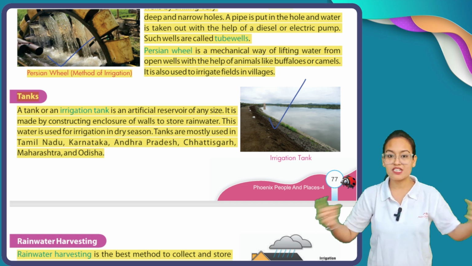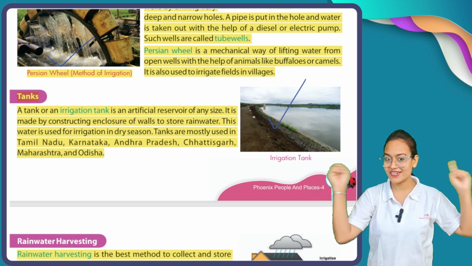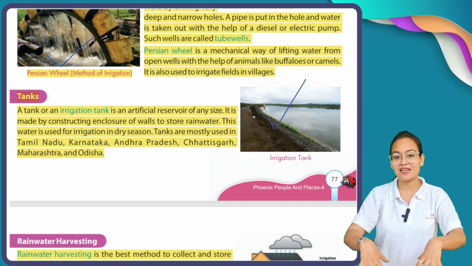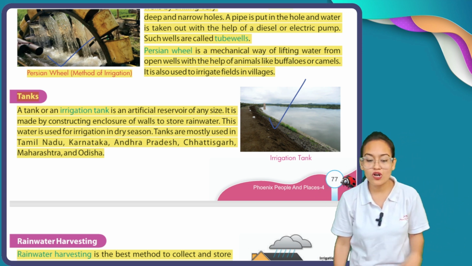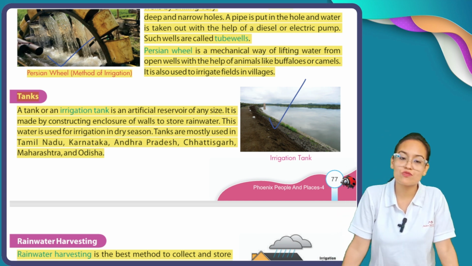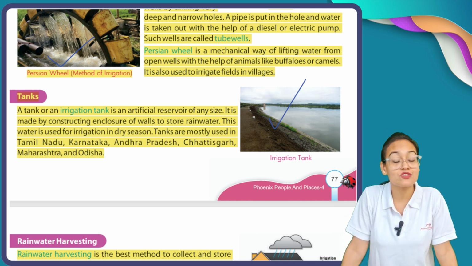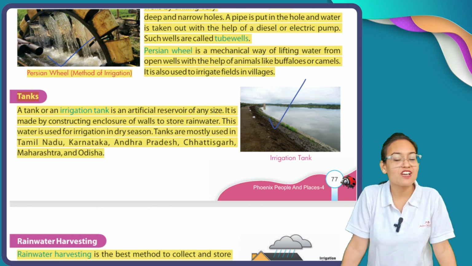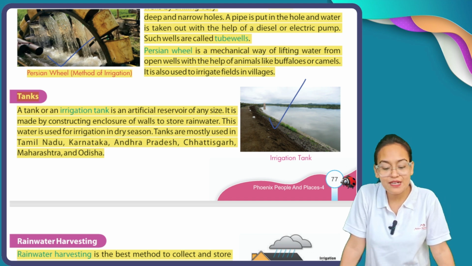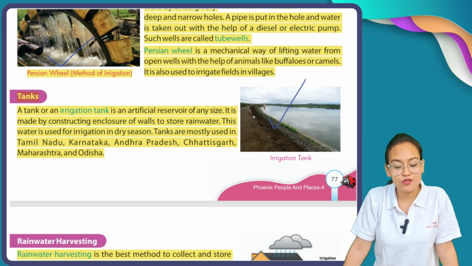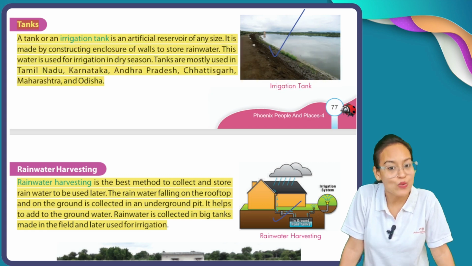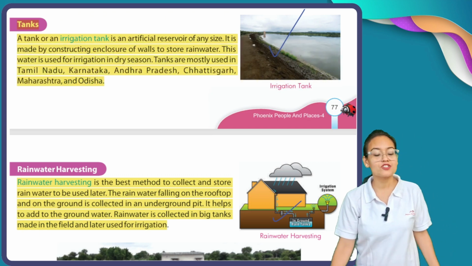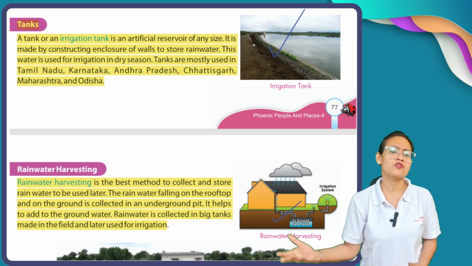It is constructed by enclosing walls on four sides. In that tank area we store our rainfall water, and the water stored in the tank is used for irrigation in the dry season. So irrigation through tanks is very common in some states of India like Tamil Nadu, Karnataka, Andhra Pradesh, Chhattisgarh, Maharashtra and Odisha. So this is all about the methods of irrigation.